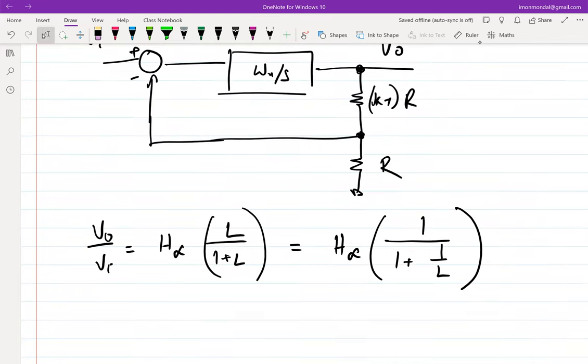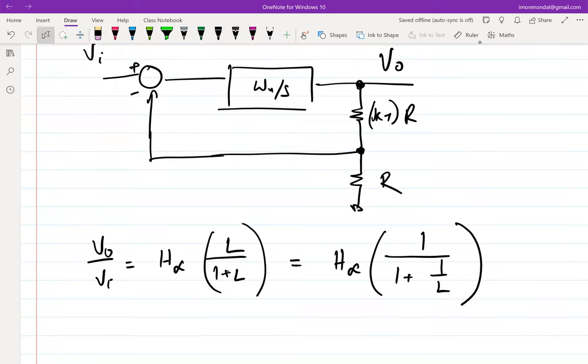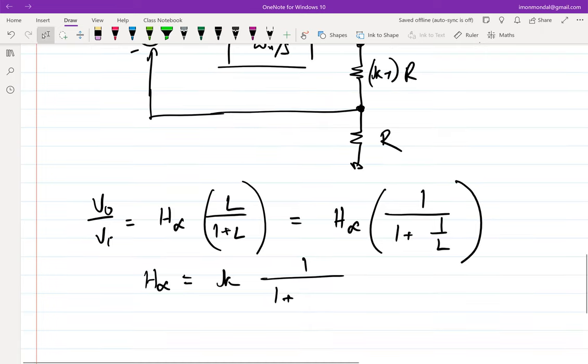Now, if I only know this, how should I approach it? So H infinity is what? H infinity is the ideal output when my error amplifier input is zero, right? So if the error amplifier input is zero, what is my ideal output? K, right? And 1 by 1 plus 1 over L. What is L? Omega u by ks, right? So I'll express it in this form, 1 by that. So it becomes s by omega u by k.